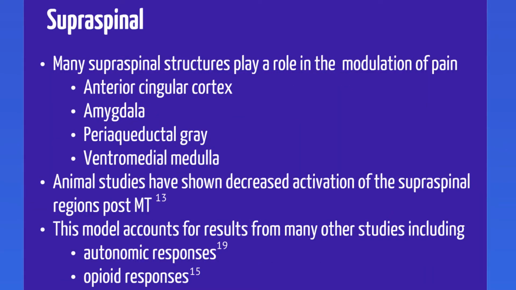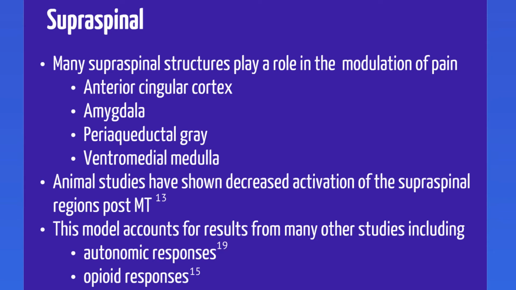The supraspinal mechanism. The supraspinal structures that play a role in modulation of pain include the anterior cingulate cortex, the amygdala, the periaqueductal gray, the ventral medial medulla. And animal studies have shown that there's a decrease in activation of the supraspinal regions post-manual therapy. So the input from the spinal cord, those signals going up, will alter the amount of firing that's going on in these supraspinal regions, which decreases the perception of pain.